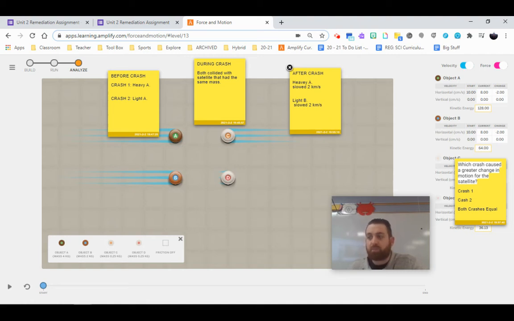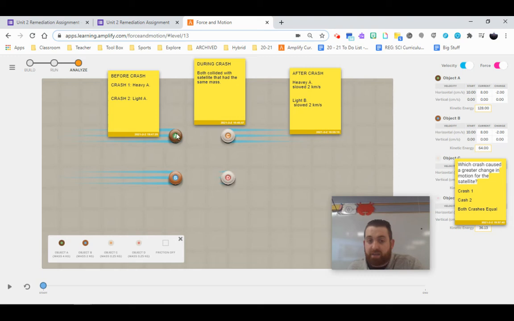Okay. So since A changed speeds the same amount as B, we know that this one's going to require a stronger or a larger force within the collision in order to have the same velocity change. So why does that matter? Well, remember, object A collides with C.